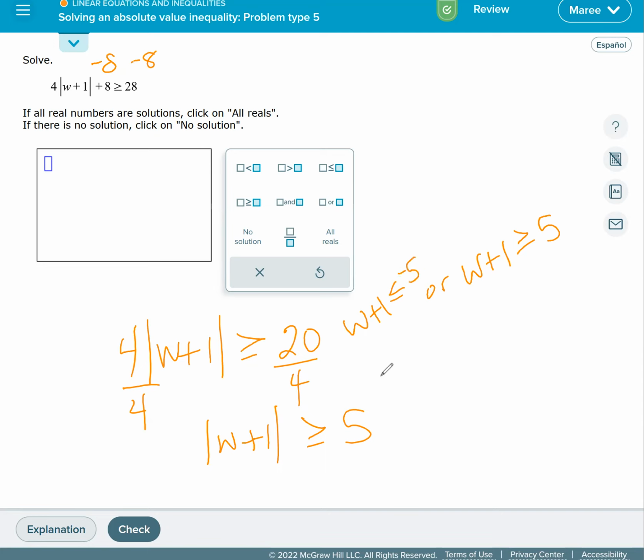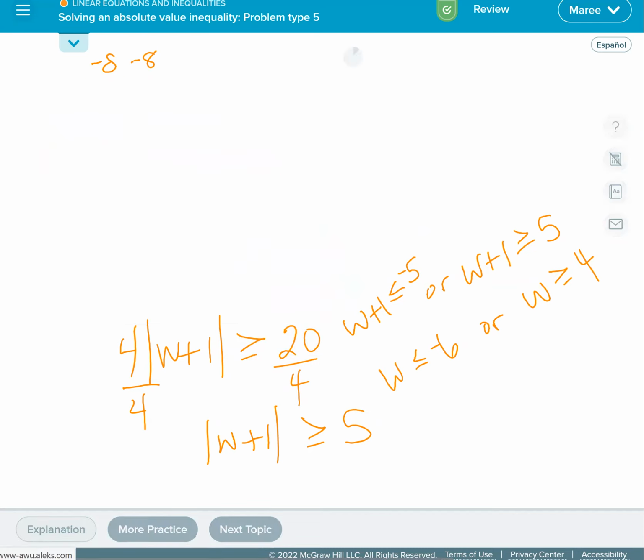We're going to subtract 1. So we have w is less than or equal to negative 6, or w is greater than or equal to 4. So we had to subtract 1 to get the 4, subtract 1 from negative 5 to get that. So we're going to go ahead and type that in. We have w is less than or equal to negative 6. Then we have or w is greater than or equal to 4.